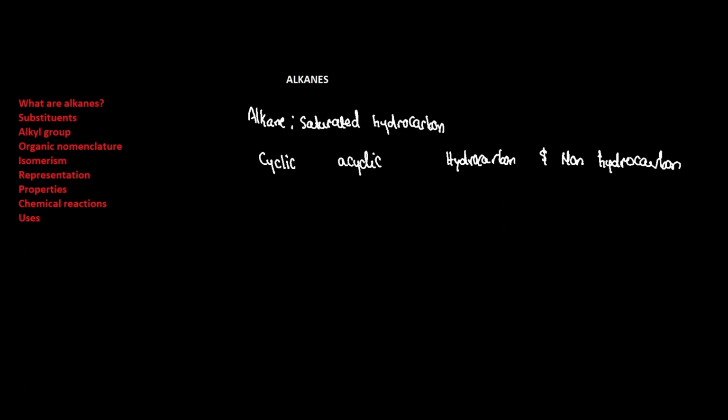Now, alkanes happen to fall under acyclic organic compounds in that they have an open chain. Their structure is in the form of an open chain that could be branched or unbranched. They are also hydrocarbons, meaning that their constituent elements are carbon and hydrogen.